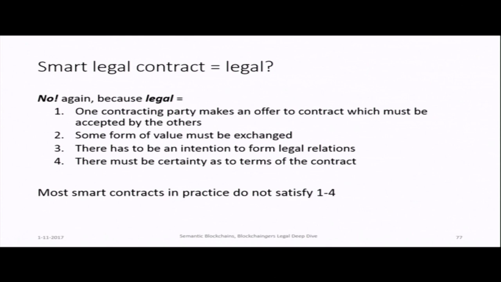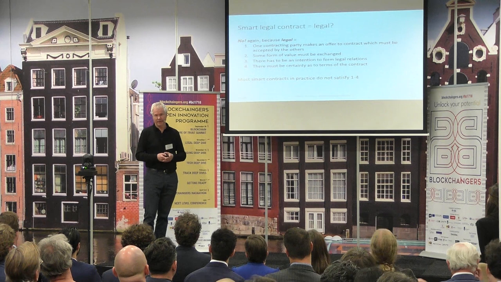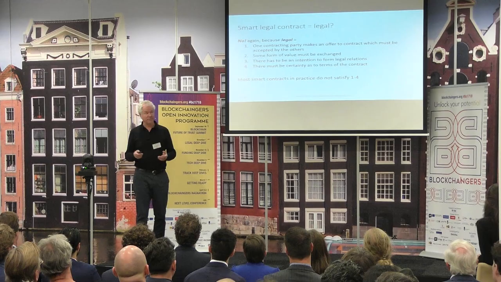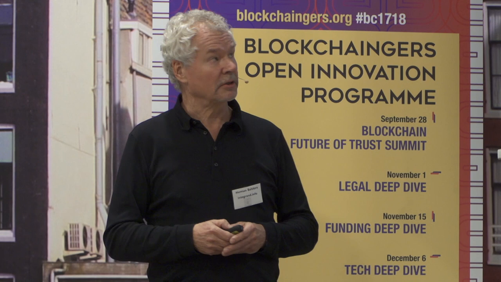Are they legal? No. Most smart contracts, when you come across them in, say, Ethereum or Hyperledger or any other blockchain implementation, just perform certain tasks. But if you're talking about legal aspects, there are at least four items that you have to check in order for a contract to be legal. There has to be an offer made from one party to another. There has to be some exchange of value. There has to be an intention to form legal relations. And there must be certainty as to the terms of the contract. Most smart contracts do not satisfy these conditions. So there's a lot of work to be done before you can call a smart contract a smart legal contract.